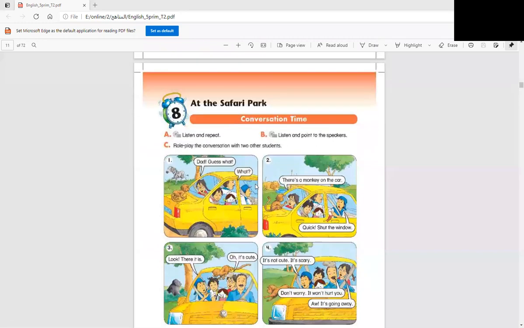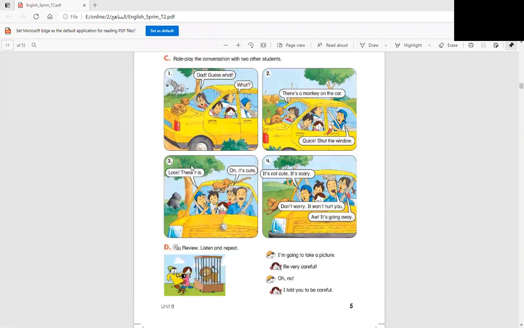Dad, guess what? What? There is a monkey in the car. Quick, shut the window. Look, there it is. Oh, it's cute. It's not cute. It's scary. Don't worry. It won't hurt you. Oh, it's going away.